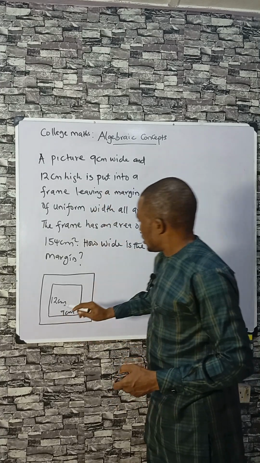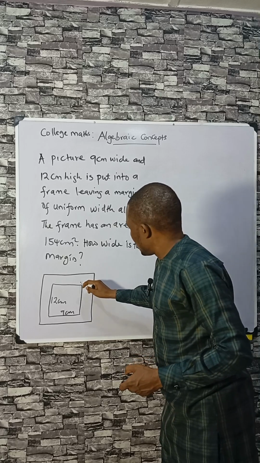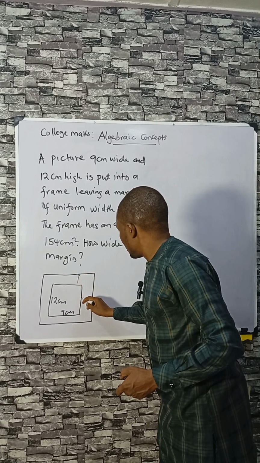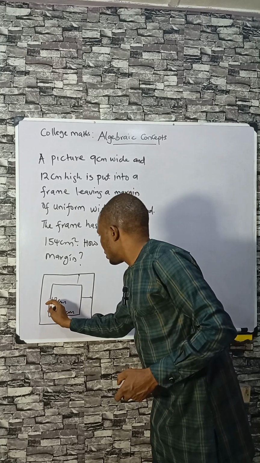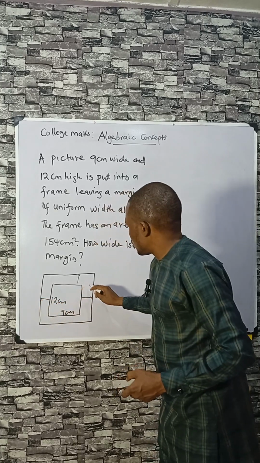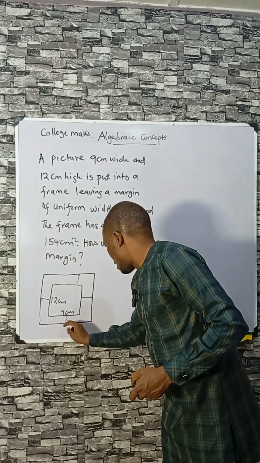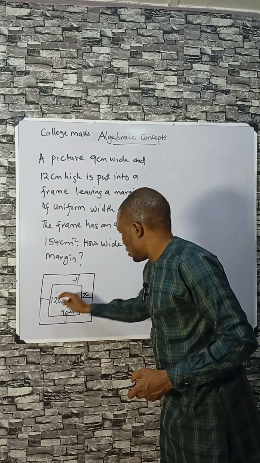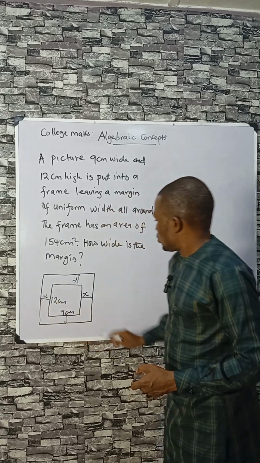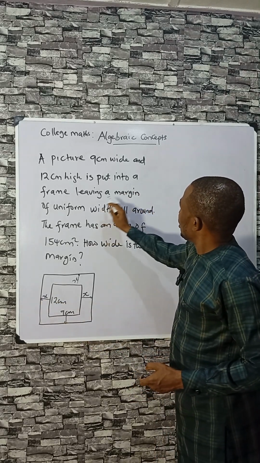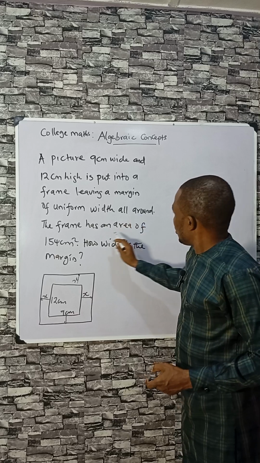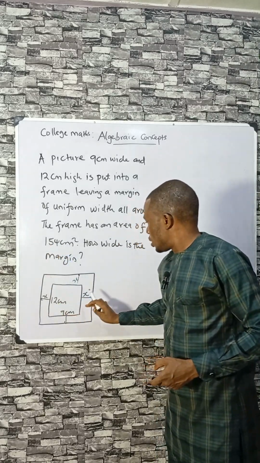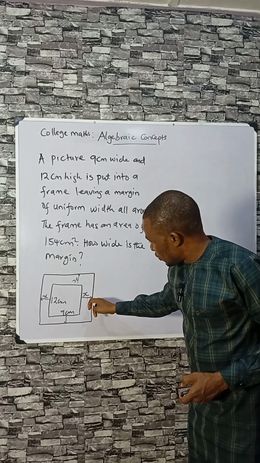and that the frame has left a margin of uniform length. That means from here to here is that margin, and we are told that the margin is uniform. So if the margin is uniform, I use x to represent the length. If I call it x, it means here and here are the same. So now the area of the frame is 154 cm squared. The question is, what is the length of the margin?